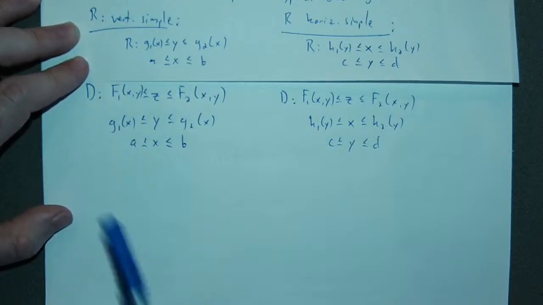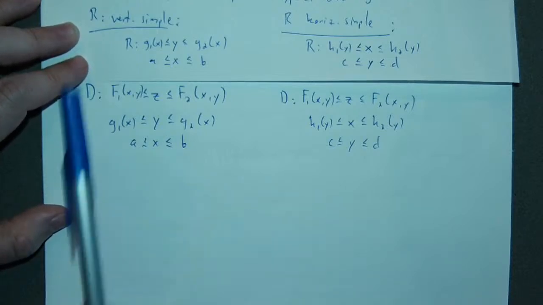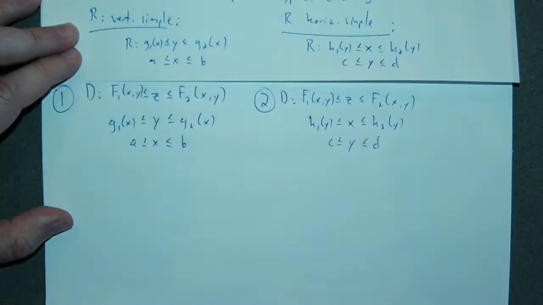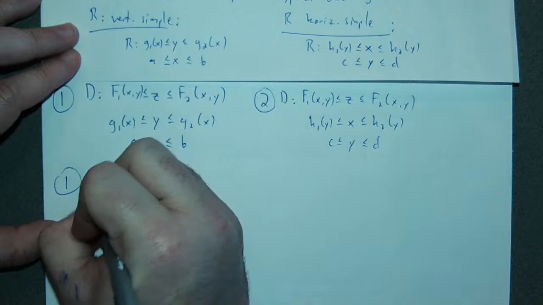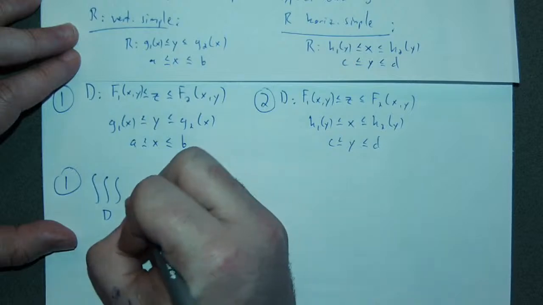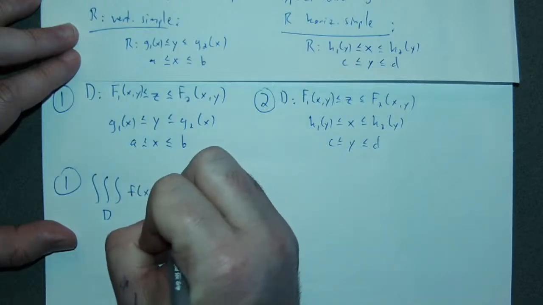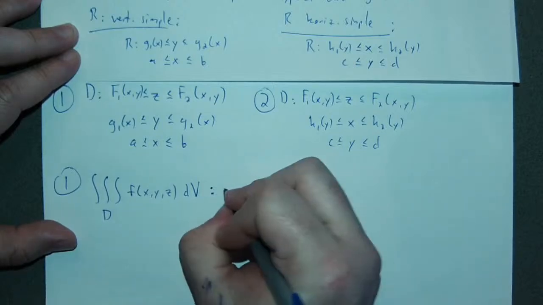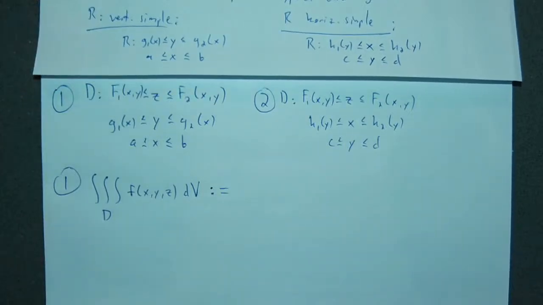Now, in each case, how do we define the triple integral over D? Let's label this case 1, and we'll label this case 2. So in case 1, what is my triple integral over my region D of a function f of x, y, z, dV? How do I do this? This is defined to be, now this is a little bit different than how the textbook does it. The textbook actually goes through the derivation of doing this in the same way you would do Riemann sums. I'm not going to go through any of that.